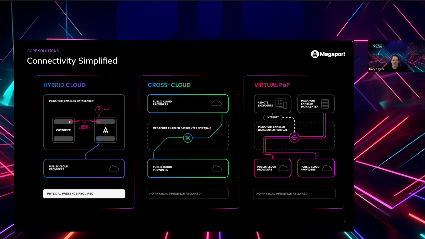And then in the middle, we have cross cloud. So here you spin up a virtual router, and that handles traffic between 2 or more clouds at the edge, or potentially back to your own on-prem environment, whatever your design considerations are.